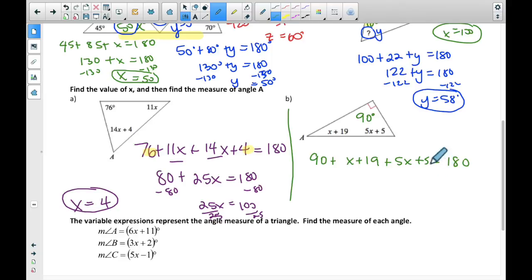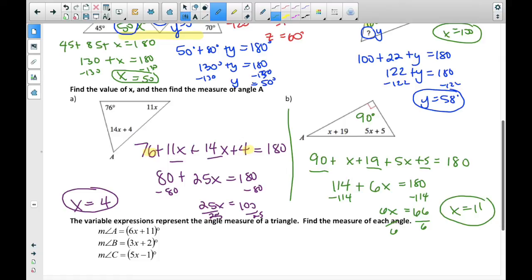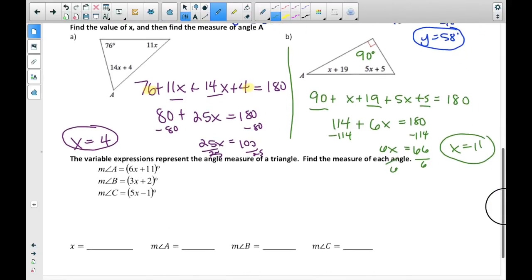Okay, once again, I need to combine my like terms. So 90 and 19 and 5. I'm going to put that into my calculator and see what I get when I add up 90 plus 19 plus 5. That looks like 114. Then I'm going to add my x's. My x and my 5x add up to be a 6x. So now I have that equation. I need to subtract my 114 from both sides. And so I get 6x equals 66, divide by 6, and I get 11 as my answer for x. And again, we could plug that in and make sure it adds up.